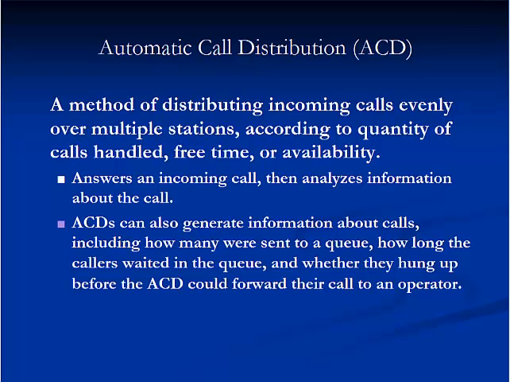Automatic call distribution, or ACD, is a method of distributing incoming calls evenly over multiple stations according to quantity of calls handled, free time, or availability. An ACD answers an incoming call, analyzes information about the call, and then forwards the call.